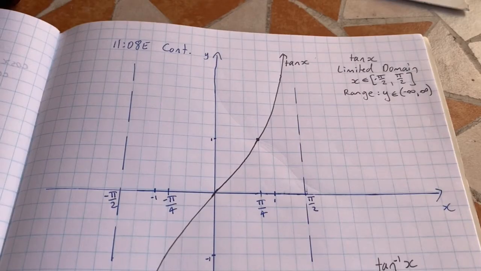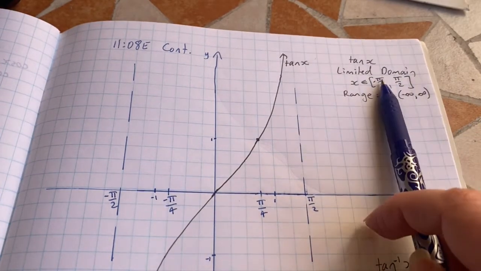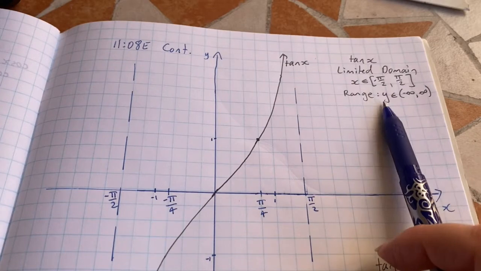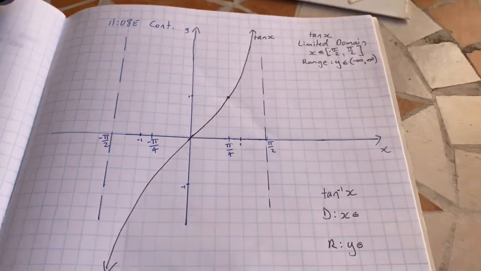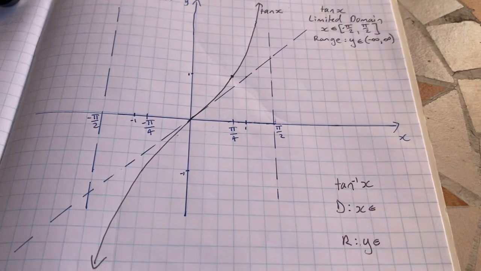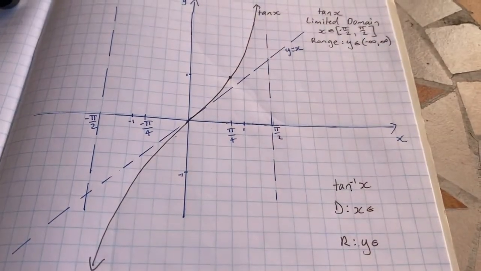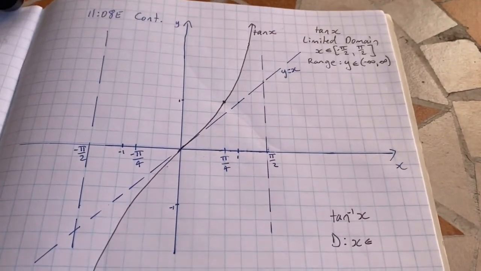Okay, so let's do the same thing with tan x. I've just limited the domain between the asymptotes from negative pi on 2 to pi on 2. And the range there is negative infinity to infinity. We can see that. Now, here's the line y equals x drawn on there. So we need to reflect through the line y equals x. Again, pause and try and do it yourself first.